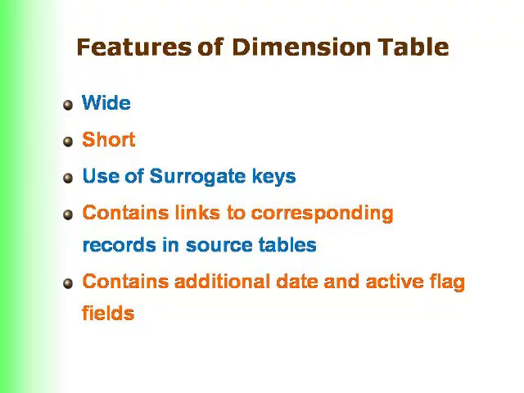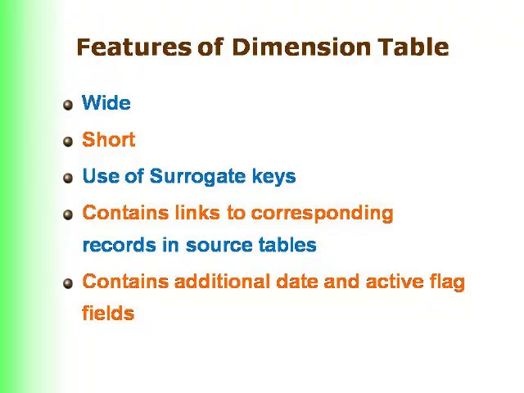We now see what are the features of dimension tables. Various features of the dimension table are: dimension tables are wide, they are short, the use of surrogate keys, it contains links to corresponding records in source tables, and it contains additional date and active flag fields. What is the meaning of wide? Compared to tables used in traditional database applications, dimension tables are much wider. That means width-wise, dimension tables are very wide. Here wide means that it has a lot of columns, a lot of attributes.